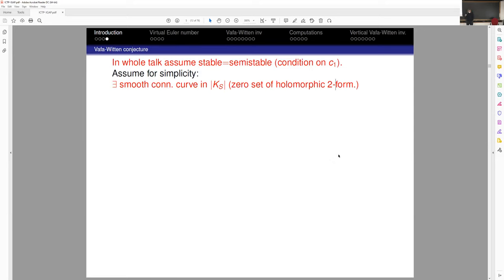Okay, so let me try to first state this result, or from the mathematics point of view, conjecture. In the talk, we assume that stable is equal to semi-stable, which is a condition on c1, so it means that the moduli space of stable sheaves is already compact. And we assume for simplicity, for now, that there exists a smooth connected curve in the canonical linear system. That means there exists a smooth connected curve as the zero set of a holomorphic two-form. You can make this assumption. This will be true in many cases, for instance for minimal surfaces of general type or many other cases.